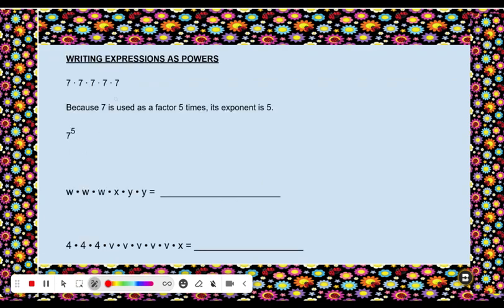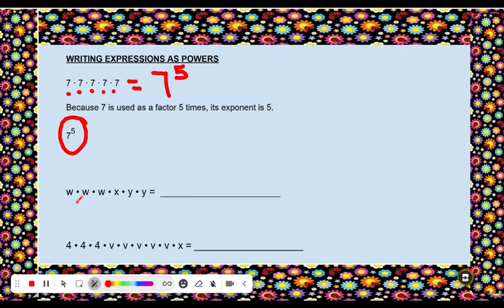Writing expressions as powers. So we're going to take a look at the base in this example, which is 7. And then we count how many times 7 is multiplied. 1, 2, 3, 4, 5. So it's 7 to the 5th power. 7 is used as a factor 5 times. So you would write 7 to the 5th.